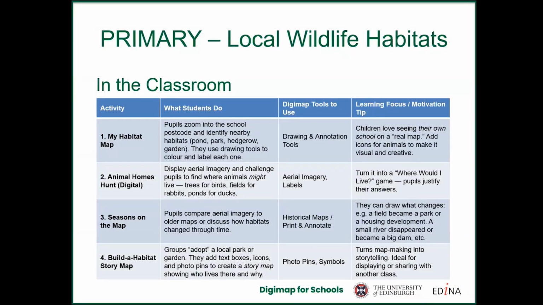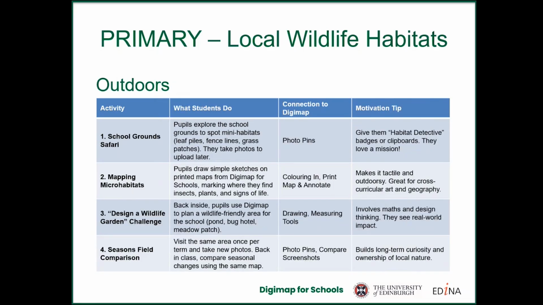You can start by having pupils search their school postcode and explore the area in the aerial view. Ask them to identify different natural features, perhaps a nearby park, a pond or garden, and label them. They can work in pairs to measure habitats, areas, or distance between green spaces. They love playing detective, so you can encourage them to go and investigate, to be the Sherlock Holmes of the school.